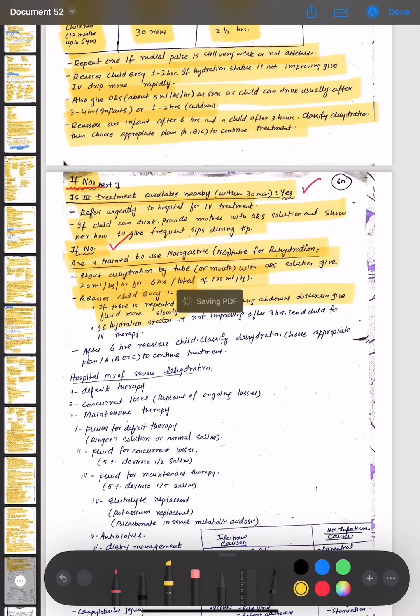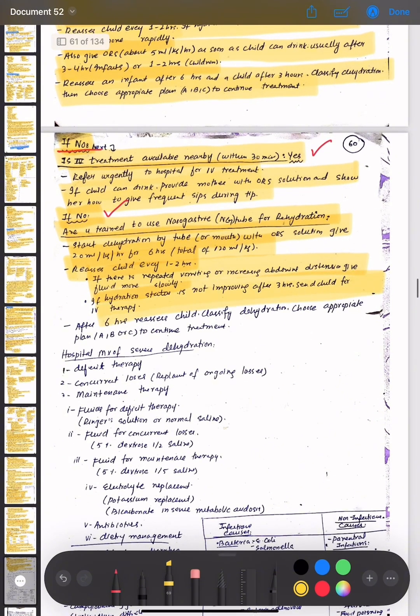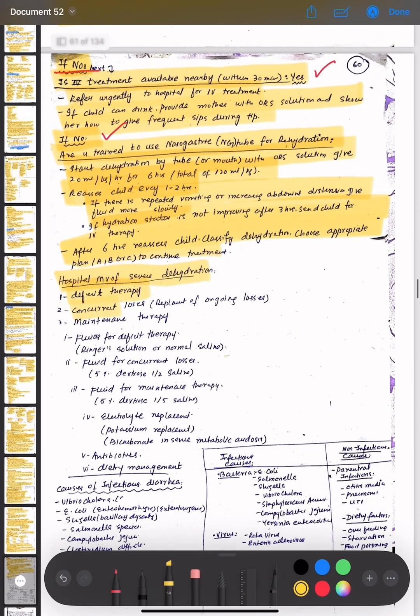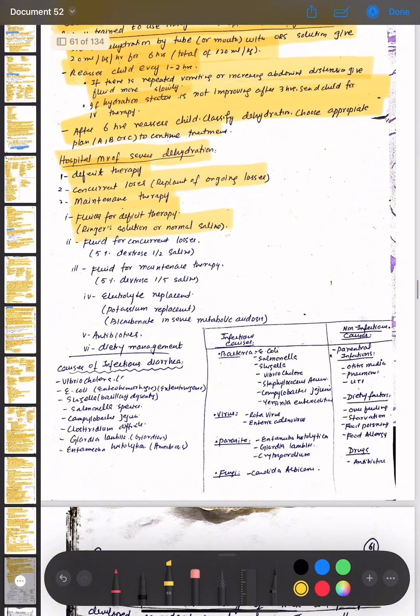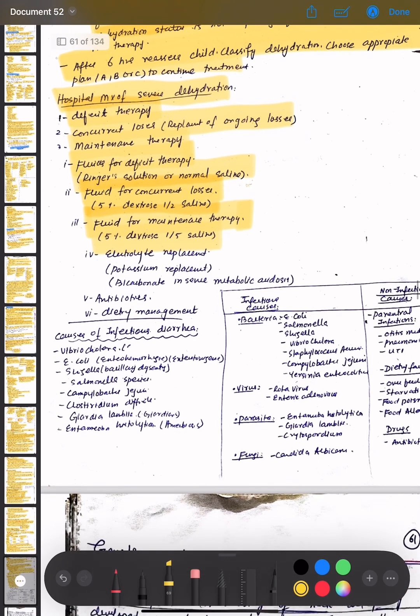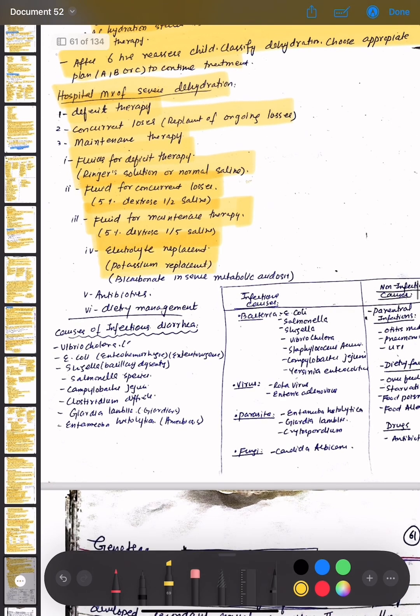Then the hospital management of severe dehydration is deficit therapy, concurrent losses, that is replacement of the ongoing losses, and then maintenance therapy. Fluids for deficit therapy are Ringer's lactate solution or normal saline. Fluid for concurrent losses is 5% dextrose and half saline. Fluid for maintenance therapy is 5% dextrose and 1/5 saline. Electrolyte replacement, that is potassium replacement, and bicarbonate in severe metabolic acidosis. Antibiotics are given and dietary management is done.